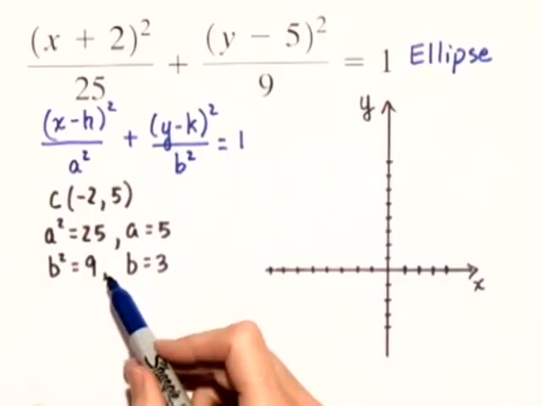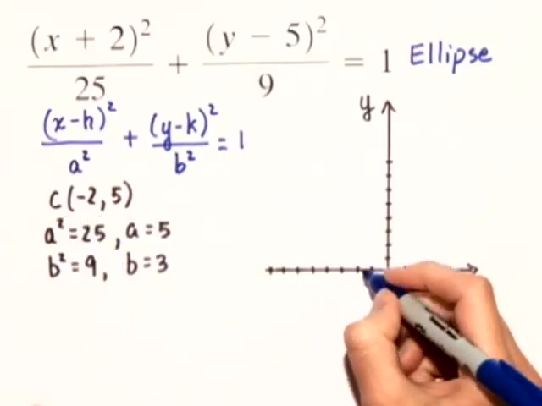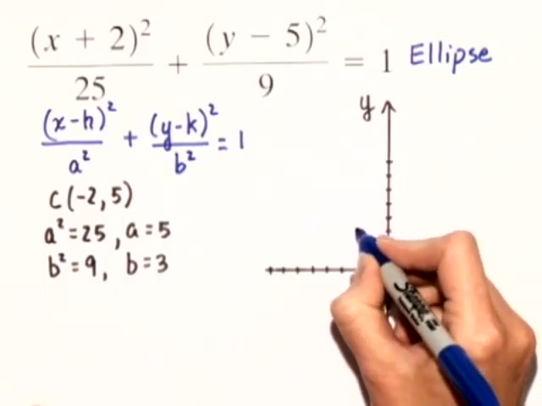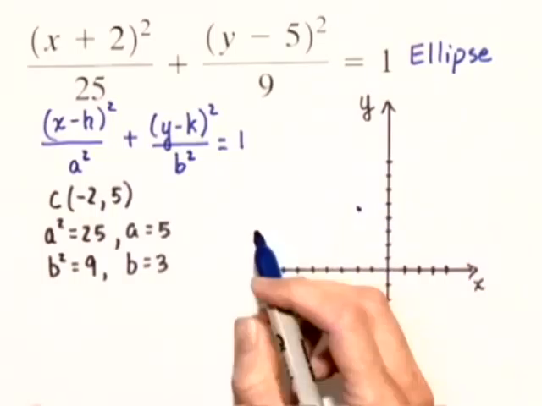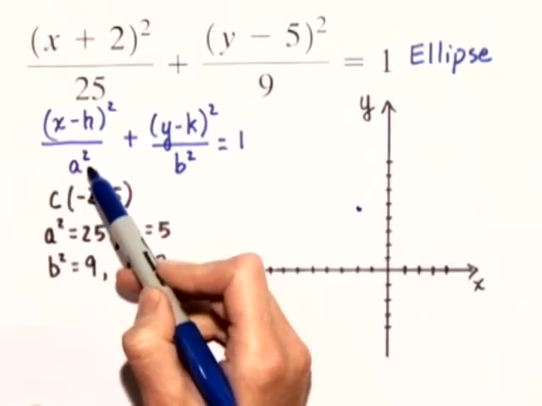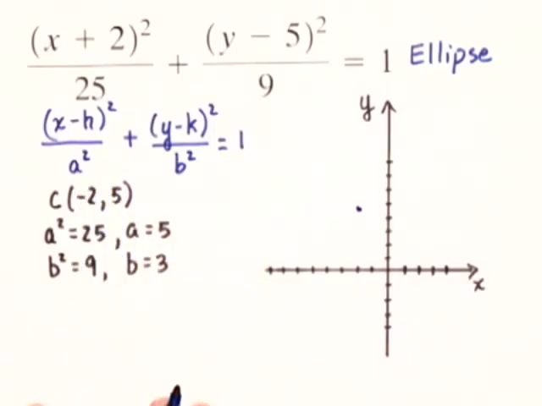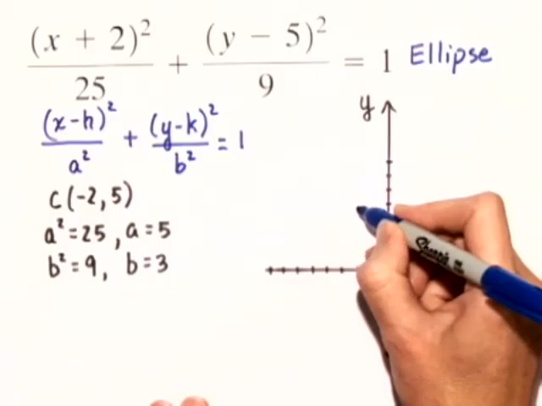Now, what do we do with this information? Let's first of all plot the center. We have negative 2, 5 as our center. Since the x squared term has the a squared underneath it and the a squared is the larger term, this means that our major axis is parallel to the x-axis. And from that center, we go a units to the right and a units to the left to graph a vertex. So let's go ahead and go 5 units to the right of our center.